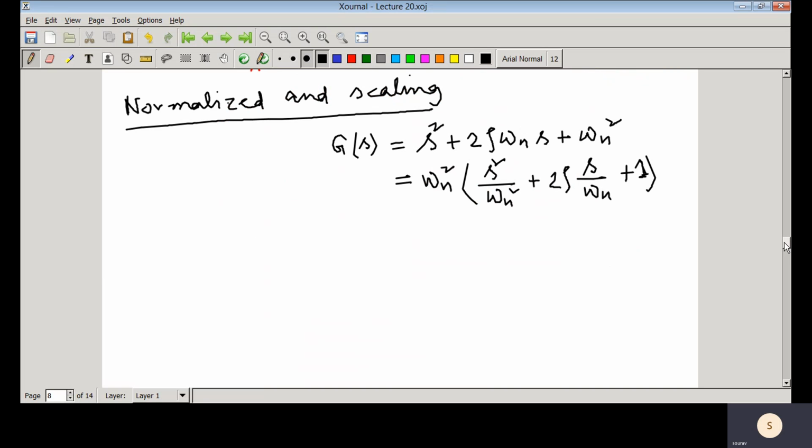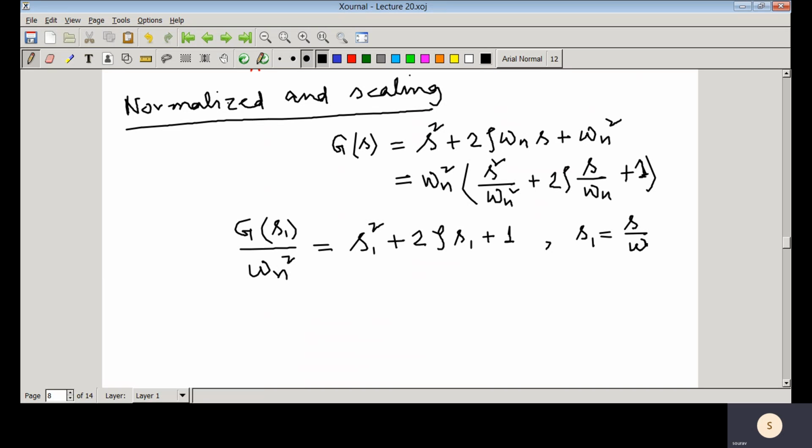We can write this one as G of s1 divided by omega n square equal to s1 square plus twice zeta s1 plus 1, where s1 equal to s by omega n. So here what we have done is this is actually the scaling, and here we have taken the normalized form.